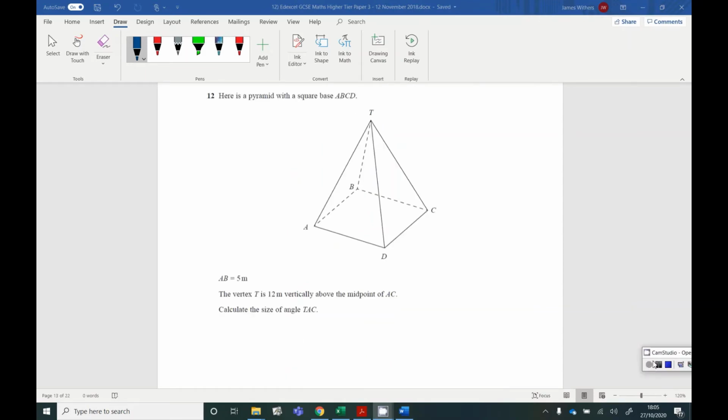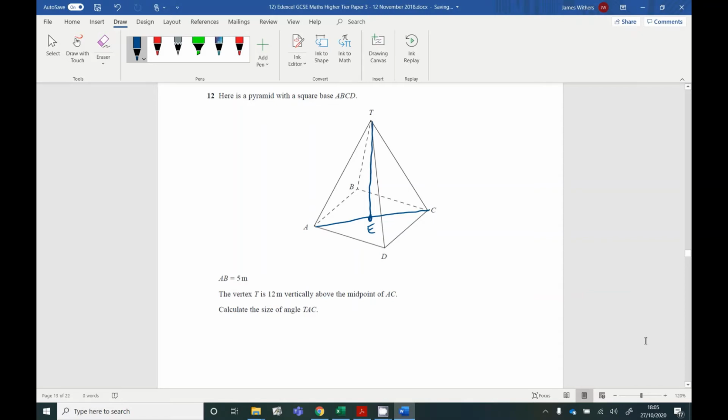Question 12. Now, whenever you have one of these three-dimensional trig questions, just try and break it down into two-dimensional sections to really help you gather your thoughts. We're being asked to calculate the angle TAC, and we're told that T is 12 meters vertically above the midpoint of AC. So if we draw in the line A to C, and then drop down a perpendicular bisector so it sits in the middle of AC, let's call that point E. We're being asked to calculate the angle from T to A to C.